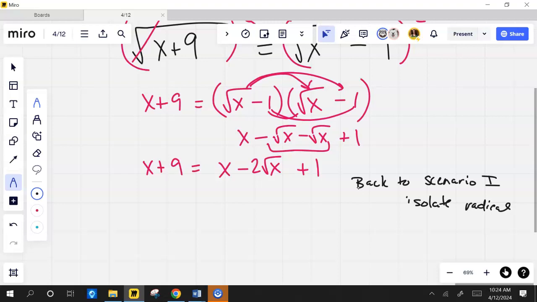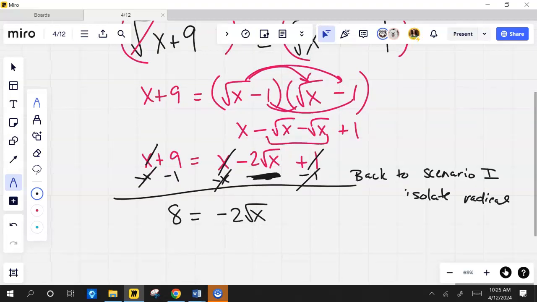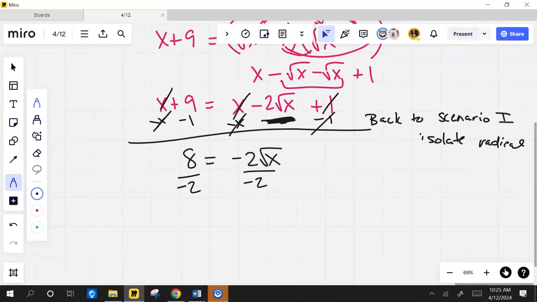I would probably, if I was doing this one, I would probably subtract x and subtract 1. That way, I'm working, remember, to get this by itself. And conveniently enough, the x's just cancel here. So 9 minus 1 is 8. Have I isolated the radical yet? Close. I could do it now. Or I would probably go ahead and divide by -2. It'll just make my life a little bit easier. 8 divided by -2 is -4.